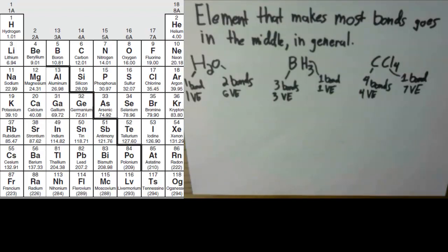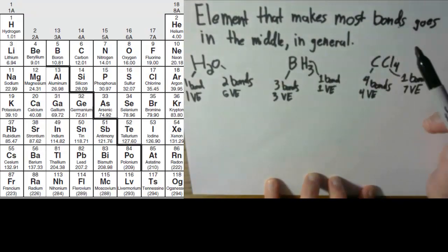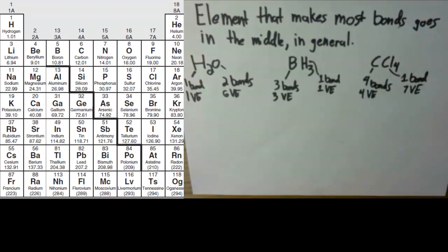So the first thing we need to know today is that the element that makes the most bonds goes in the middle. And that's a general rule. That's not always true because when you get to higher levels of chemistry, you have a lot more control over which elements go where. But in general, the ones that make the most bonds go in the middle, which makes sense because the ones that make less bonds can attach less times, so they can't attach to as many things, so they wouldn't be in the middle. But you'll see in a sec.